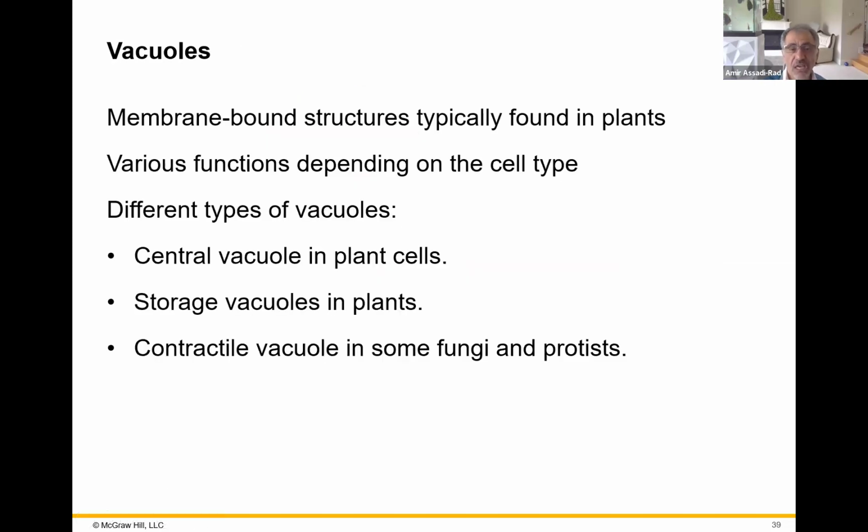Anyhow, vacuoles. Animal cells do not have vacuoles. Okay, so a membrane-bounded structure typically found in plants and some protista. By now, you should know what are plants. You should know what are fungi. You should know what are protista. You should know, of course, animal cells. And of course, you should know bacteria.